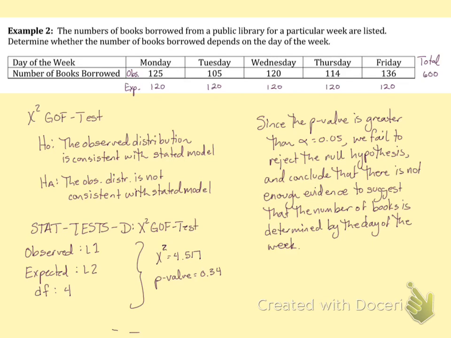So our null hypothesis was that it didn't matter the day of the week, and the alternative was that the day of the week did determine how many books were borrowed. So we're failing to reject the null hypothesis, which means that there's not enough evidence to suggest that the day of the week had anything to do with the number of books borrowed. So statistically speaking, the number of books borrowed are equally distributed throughout the week.